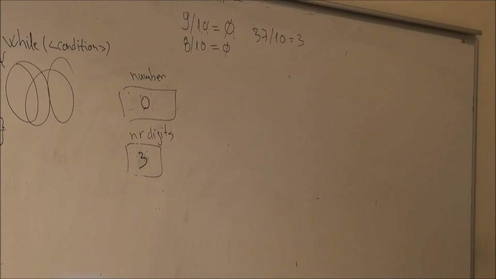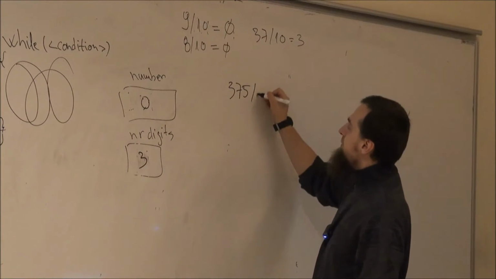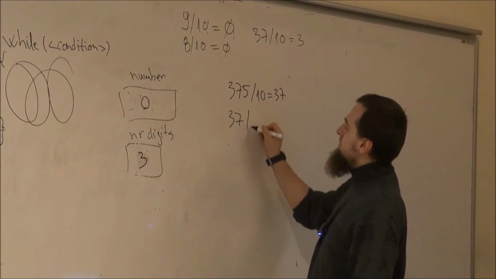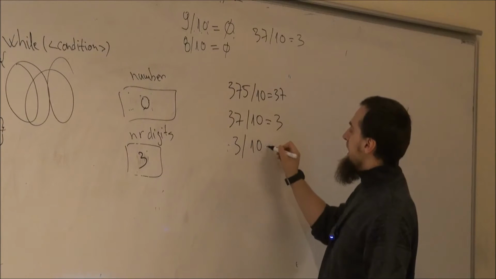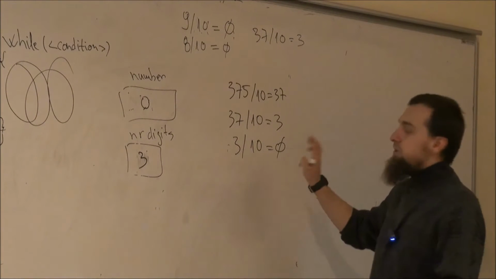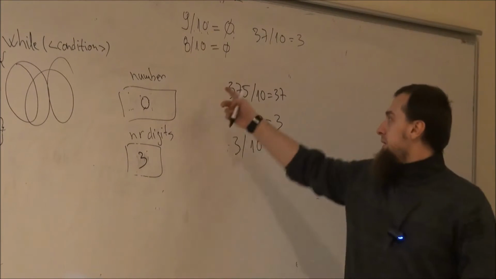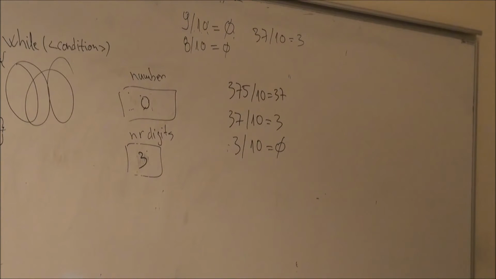How do you remove digits? Very simple. If I have 375, how can I remove this 5? If I divide it by 10, then I have 37. Then this 37 is going to be divided by 10, and I have 3. Then this 3 is going to be divided by 10, and I have 0. If I have 0, I stop. So I've divided it 1, 2, 3 times, okay? Meaning that I have 3 digits. Each division takes out 1 digit from the number.